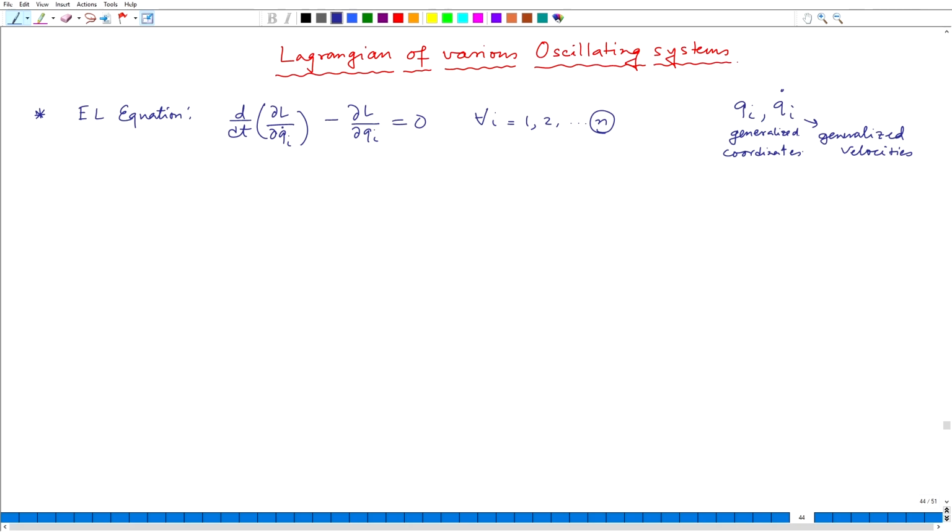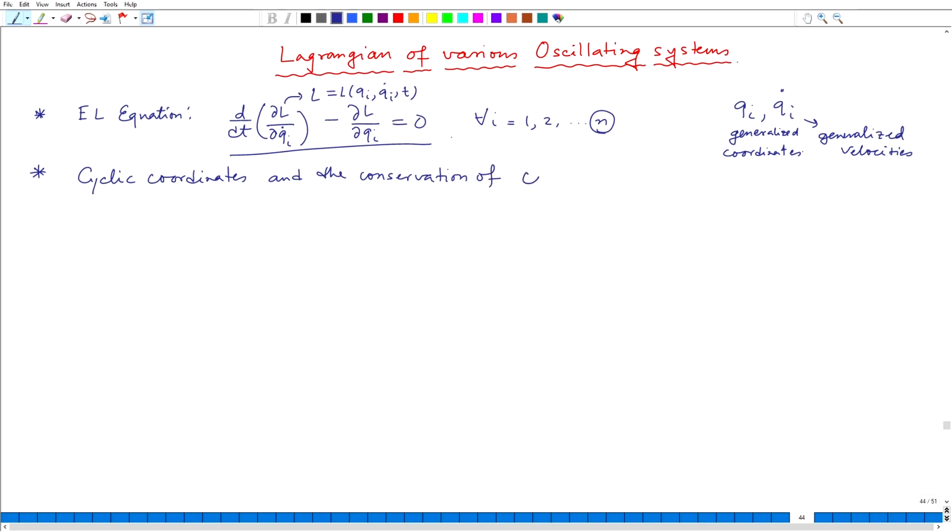Then we said that the Lagrangian in general can be a function of q_i, q_i dot and t. We discussed in the previous lectures many interesting properties of this equation, but the three most important properties were the cyclic coordinates and the conservation of conjugate momentum.